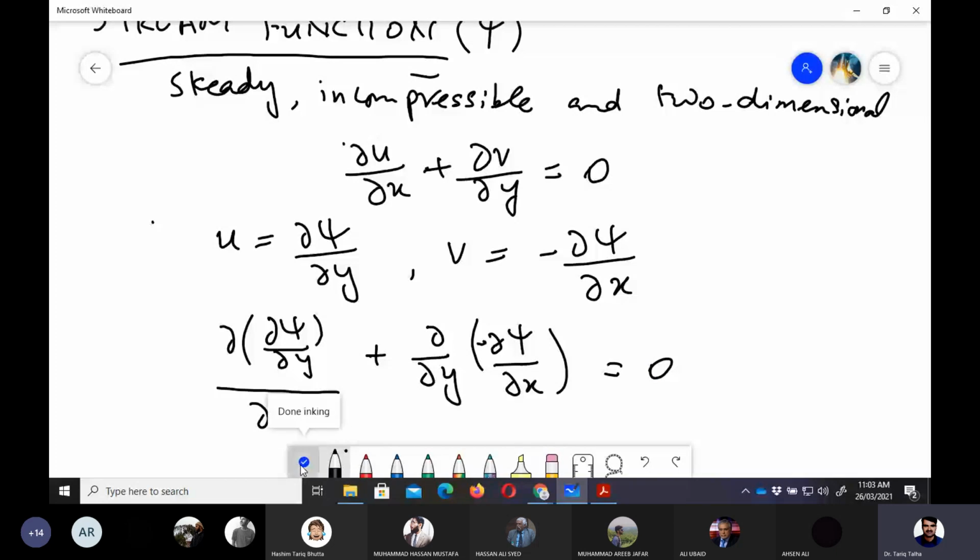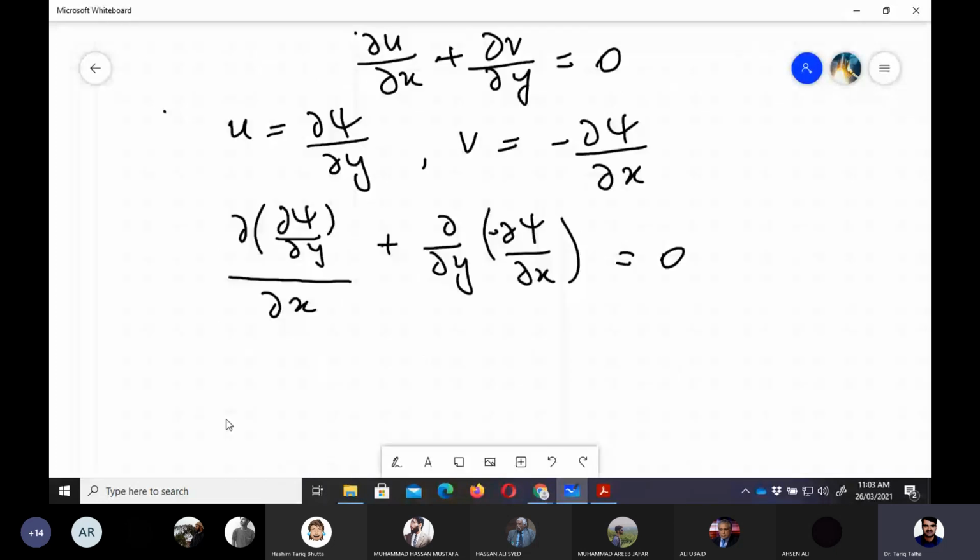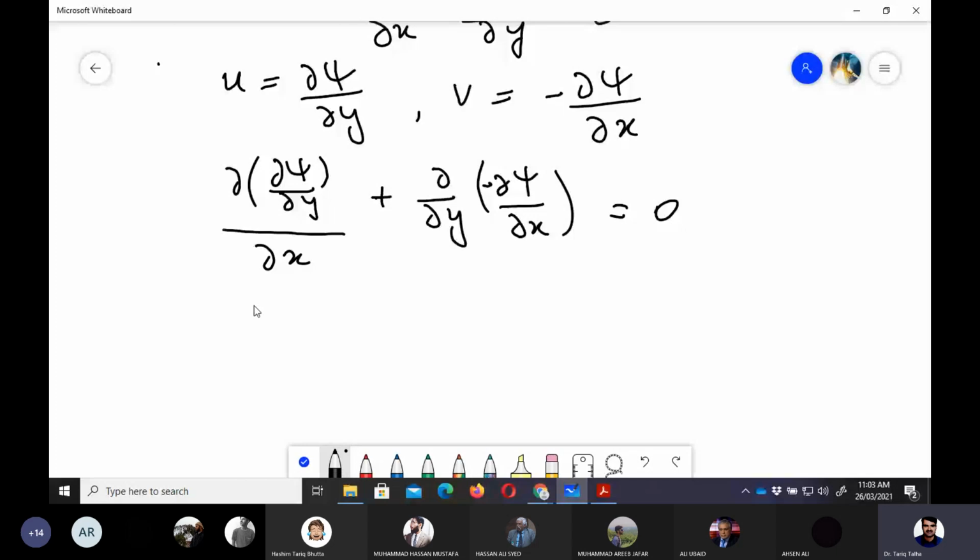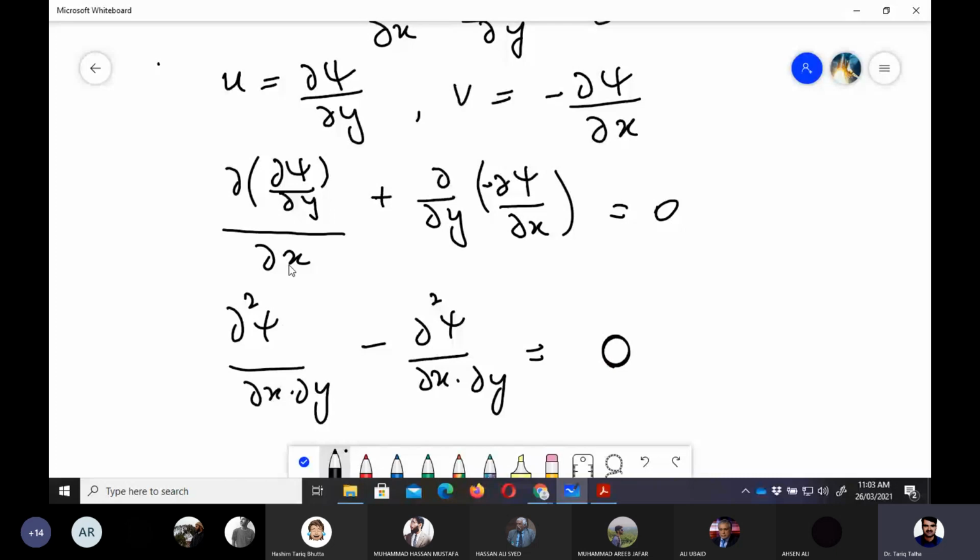Now if we write it in a proper form, it would be partial squared psi upon partial x partial y minus partial squared psi upon partial x partial y is equal to 0. Now you can see that the first term is equal to the second term, so the stream function psi does indeed satisfy the continuity equation here. The advantage is that u and v are replaced by a single function rather than two velocities.